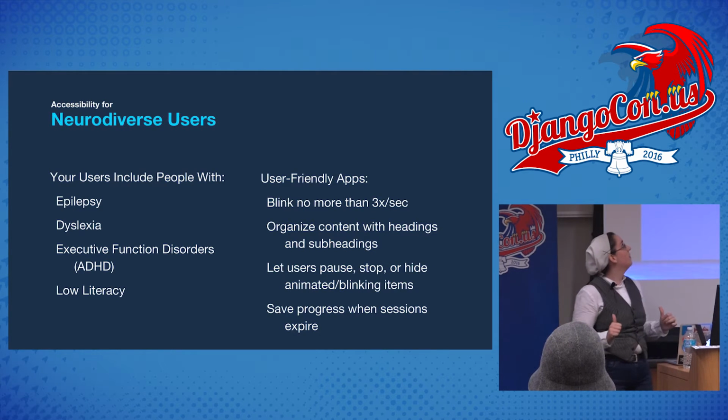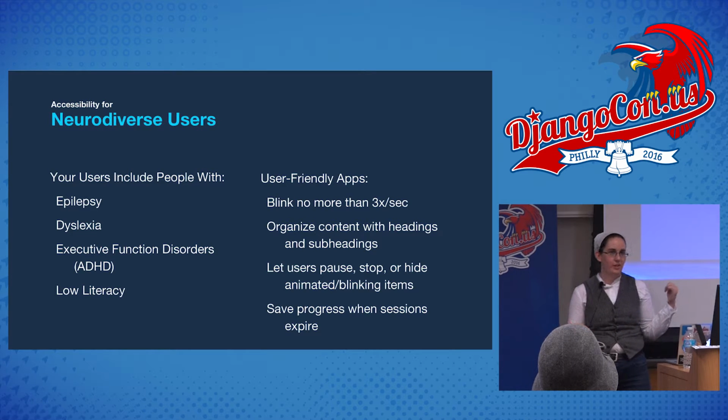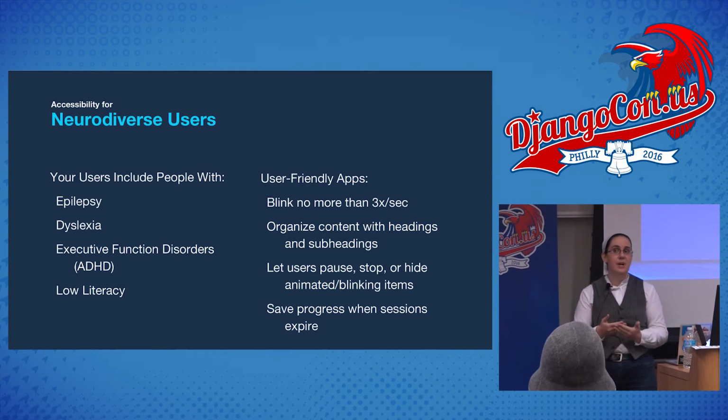Neurodiverse users. This is the category I fall into. These are people with various neurological issues. Low literacy is not a neurological issue, obviously, but it's on the list because it needs the same kinds of accommodations.